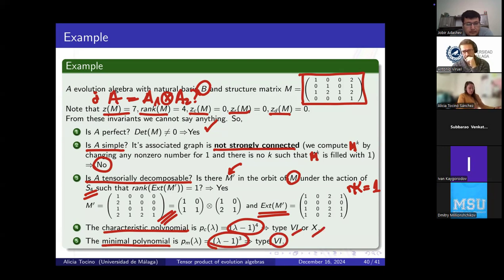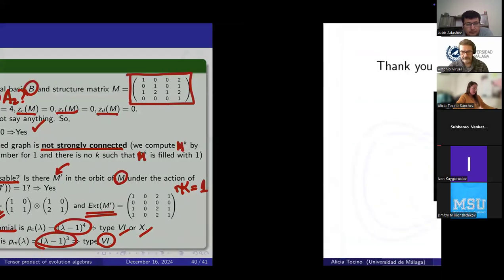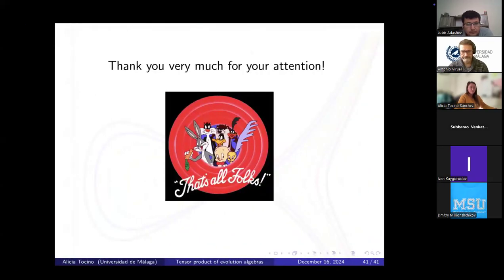So we have given a lot of tools to know if an evolution algebra is tensorially decomposable or not in different ways. And this is all that I wanted to talk about. Thank you very much for your attention.